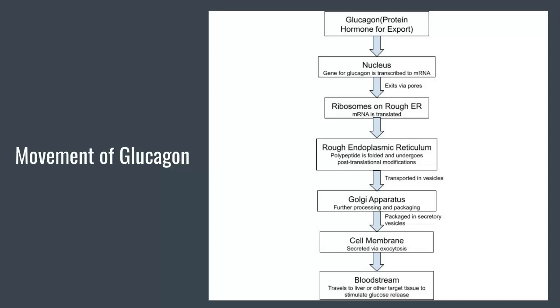Glucagon functions by binding to receptors on liver cells, stimulating the breakdown of glycogen into glucose. It exemplifies how protein hormones rely on surface receptors to exert their effects on target tissues.